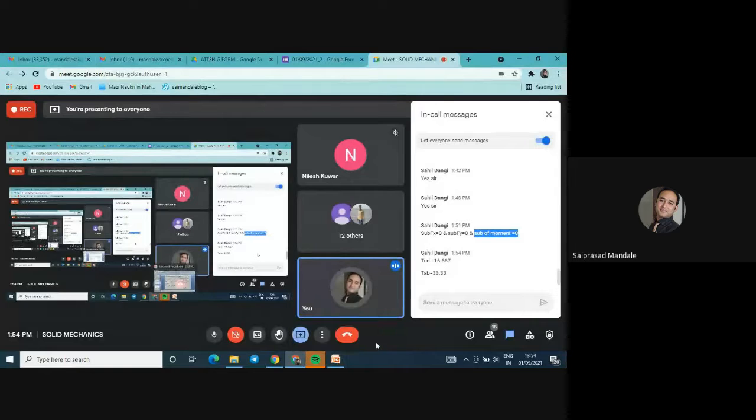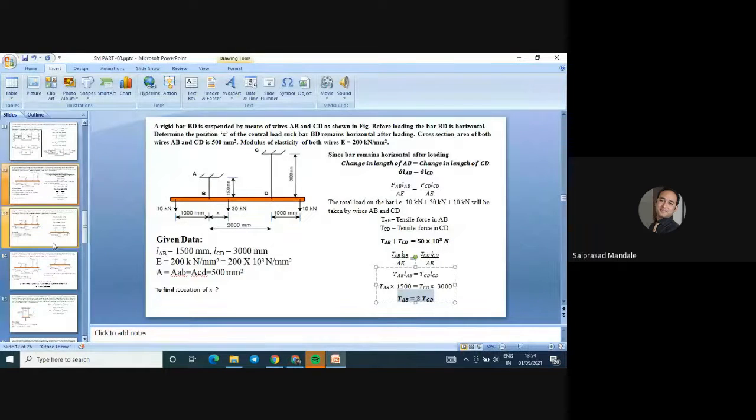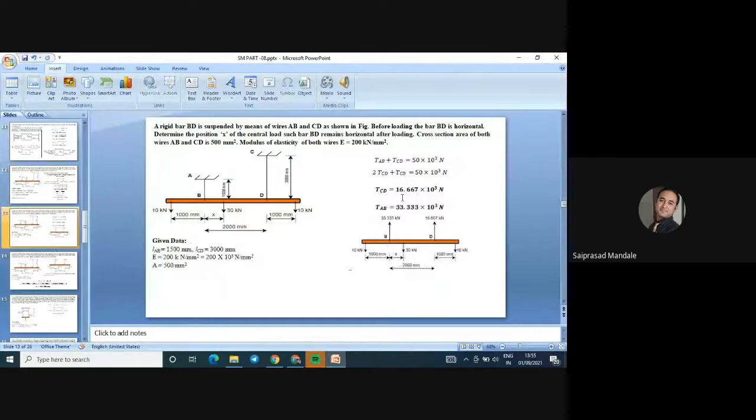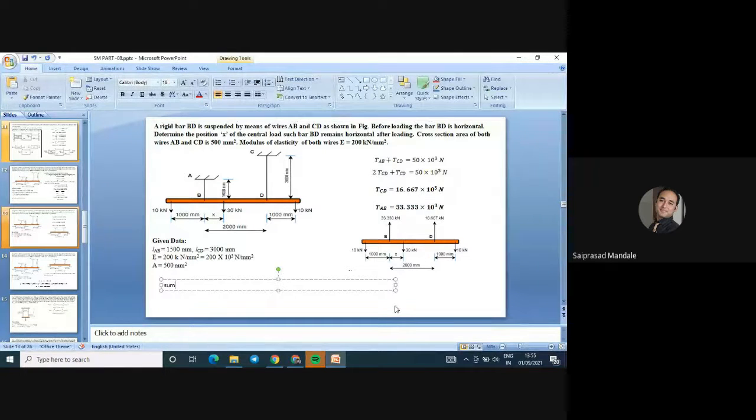Someone is saying, okay, let me check the answer. 16 and 33. Okay, very good. So both the answers we have. Right now I'm drawing a free body diagram: 10, 30, 10, and tension in AB and tension in CD. Now if I wish to identify the x, I'm going to take a moment about point B. So can you tell me the equation for summation of moment at point B.